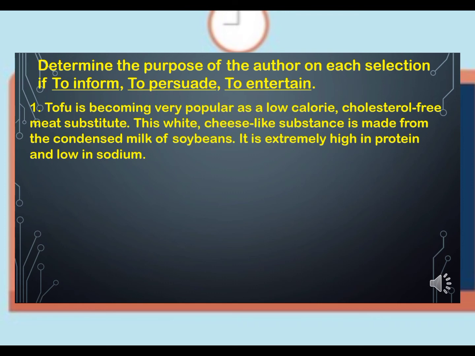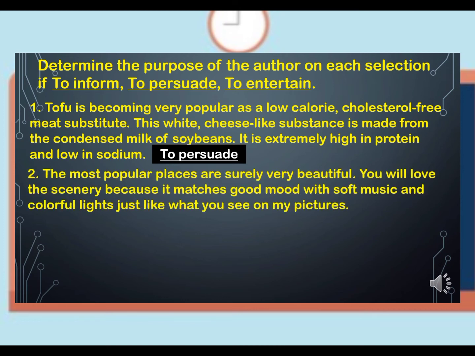Tofu is becoming very popular as a low-calorie, cholesterol-free meat substitute. This white cheese-like substance is made from the curdled milk of soybeans. It is extremely high in protein and low in sodium. And the purpose of the author is to persuade. For number 2, the most popular places are surely very beautiful. You will love the scenery because it matches good mood with soft music and colorful lights just like what you see in my pictures. The purpose is to inform.